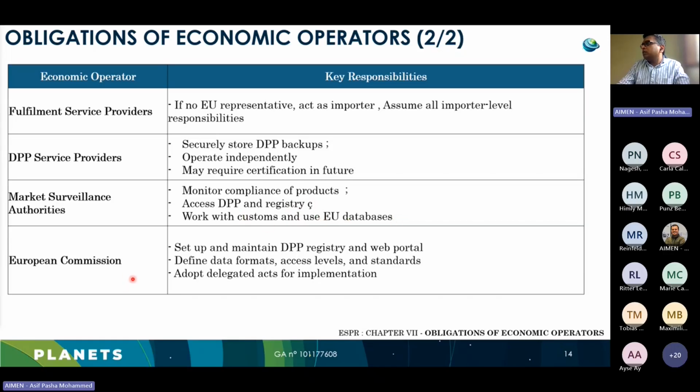And the European Commission itself is responsible for setting up and maintaining the DPP registry and the web portal. They are also working on defining the data formats, access levels, and the standards. So this is a work in progress. There are some standardization groups that are actively participating in defining these, and of course, adopting the delegated acts for implementation.